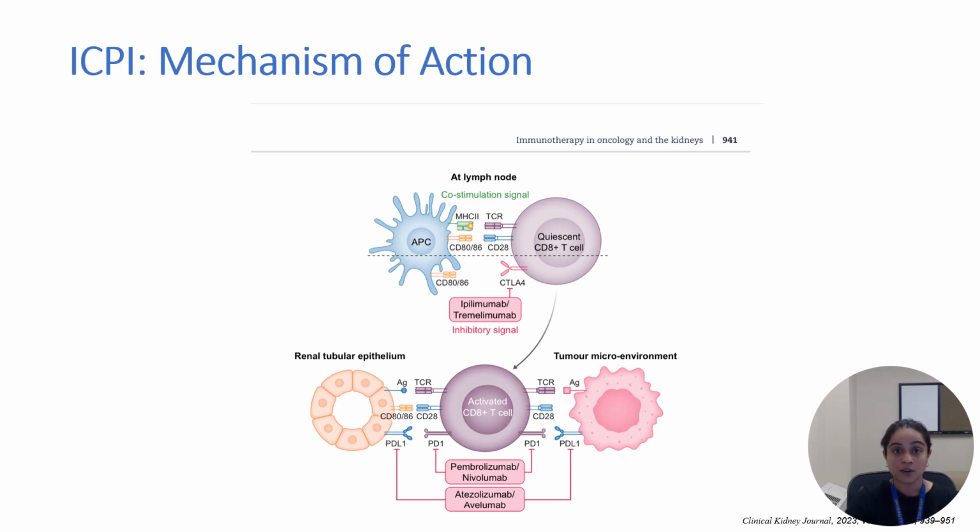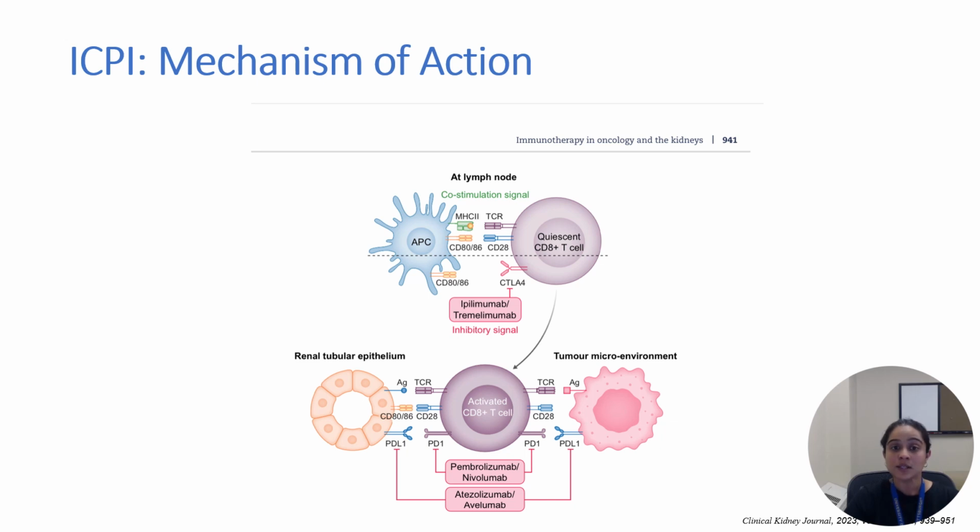CTLA4 is a checkpoint, or a block of activation of the immune system, so it prevents immune system activation. An antibody to this molecule takes away the check and thus activates the immune system. Likewise, we have another molecule, PD-1, which when attached to its ligand PDL1, deactivates the immune system or causes the tumor to escape the immune system. Now, antibodies to these molecules, either PD-1 or PDL1, will take away this check on the immune system and thus activate it with the hope of fighting some cancer cells.